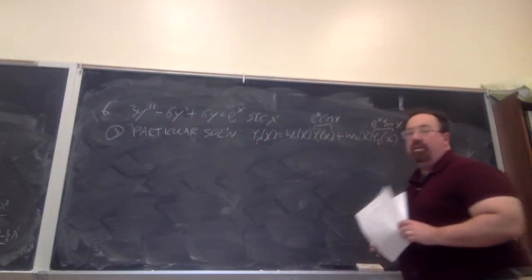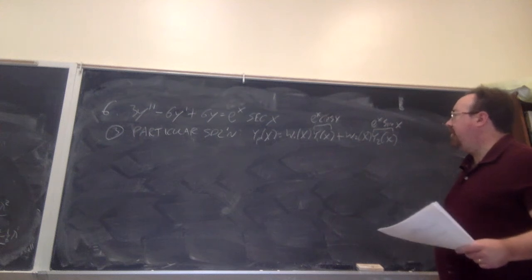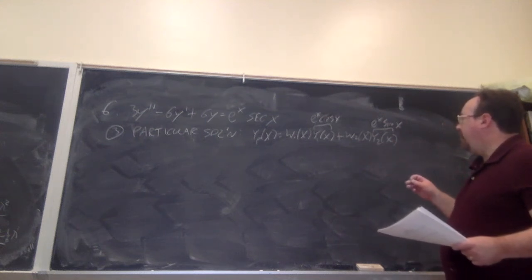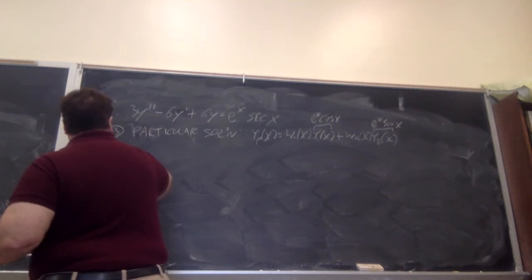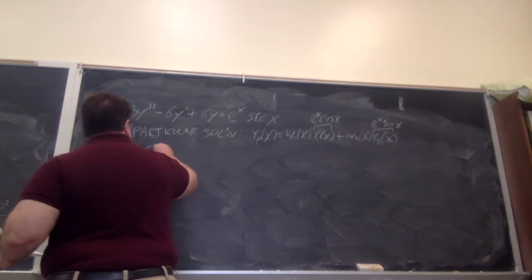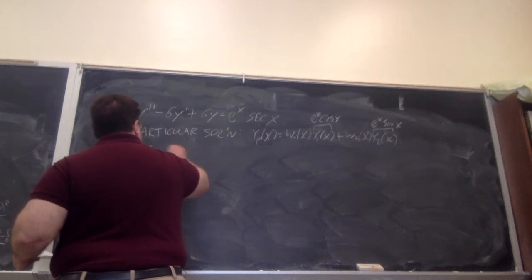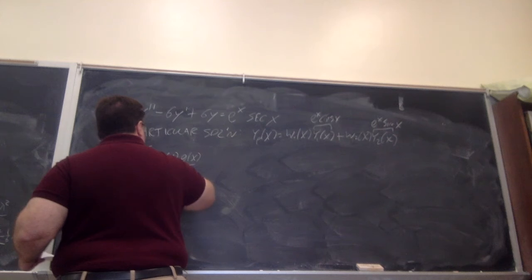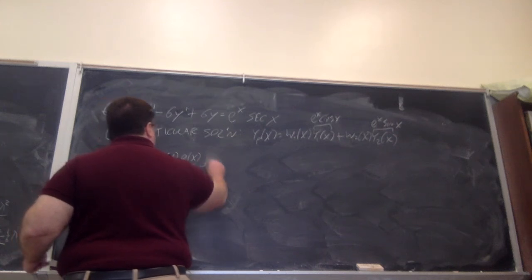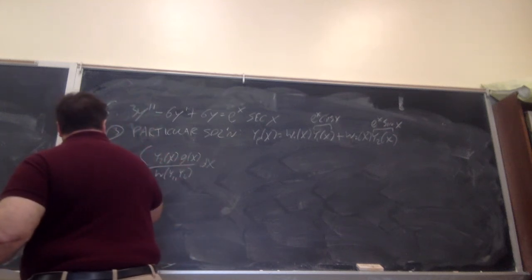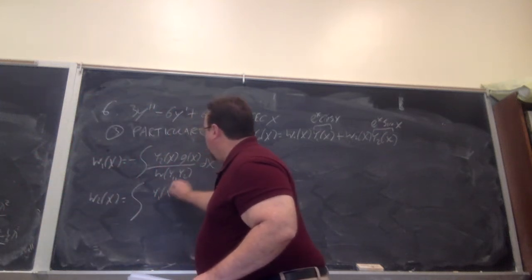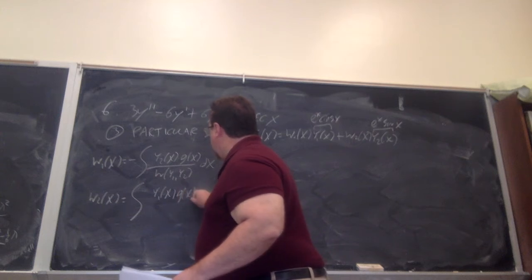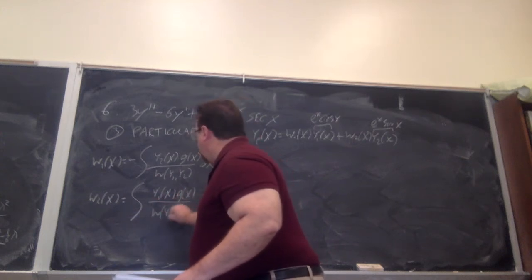Now, one thing that's very important: we do have formulas for the unknowns w1 and w2. Let me write those down first, just the general formulas. So w1 of x is equal to minus the integral of y2 times g of x, which is the right-hand side, over the Wronskian. And then w2 of x is the integral of y1 times the right-hand side g of x over the Wronskian.